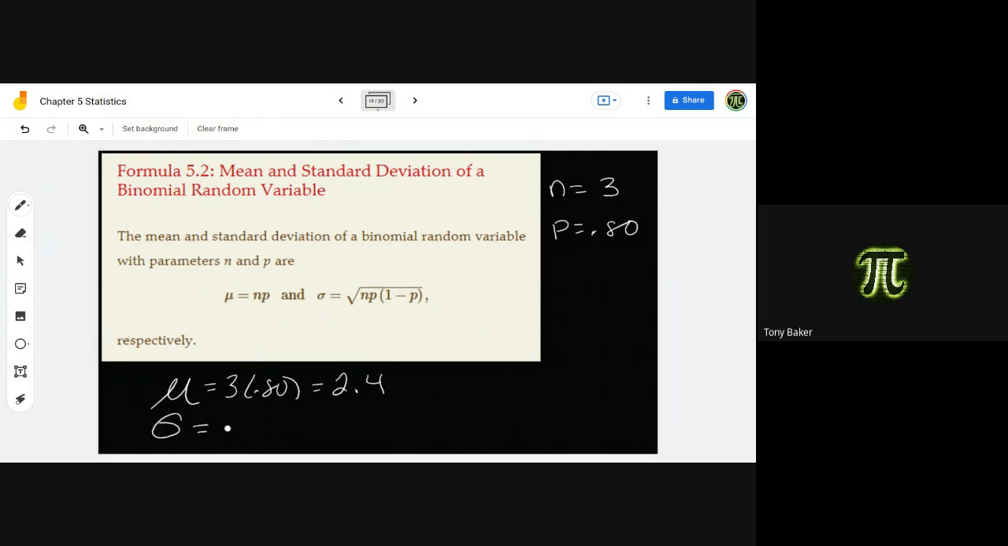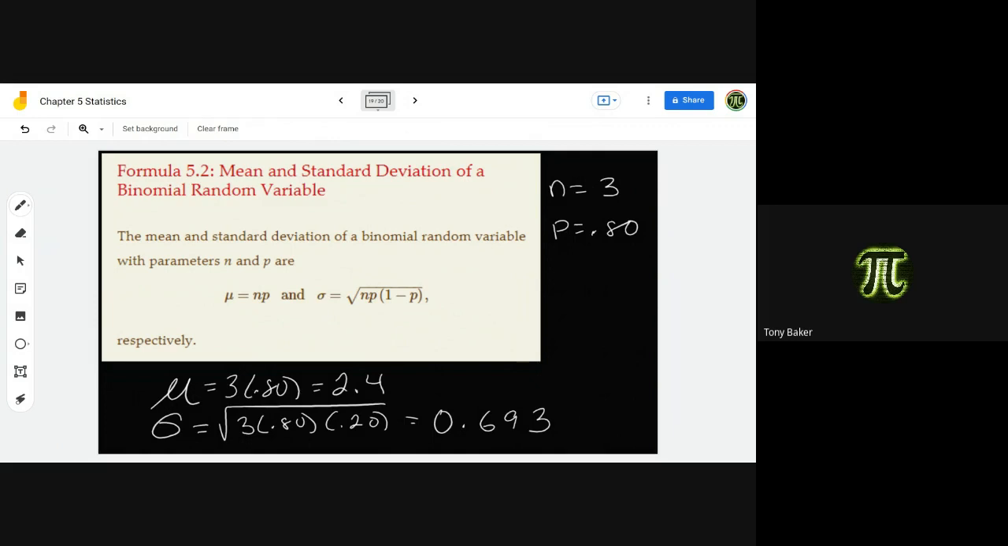My standard deviation is the square root of 3 times 0.80 times... and remember, 1 minus p is just the failure. That's 0.20. So 3 times 0.8 times 0.2 is 0.693.